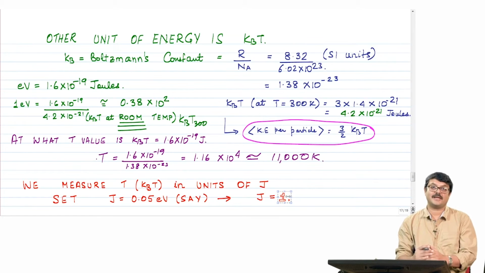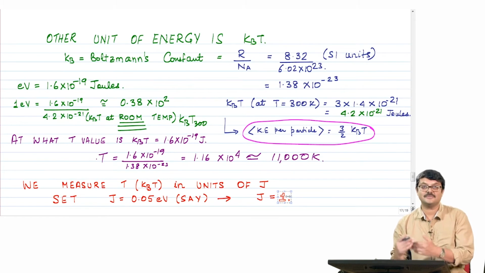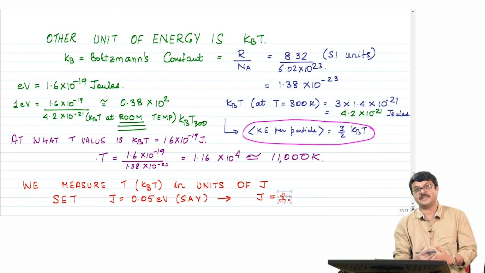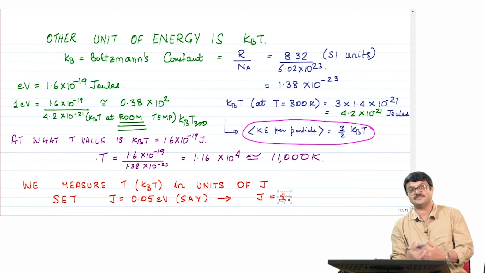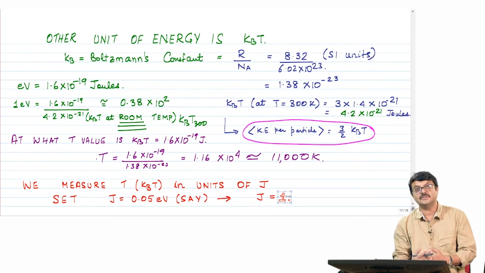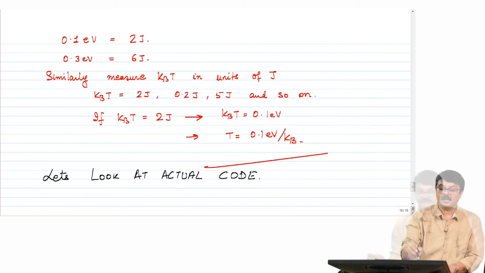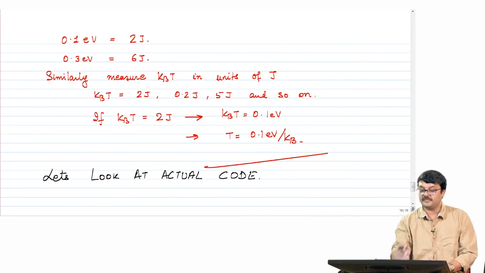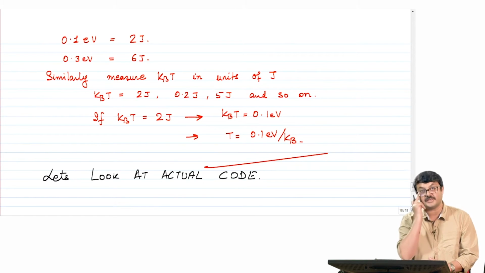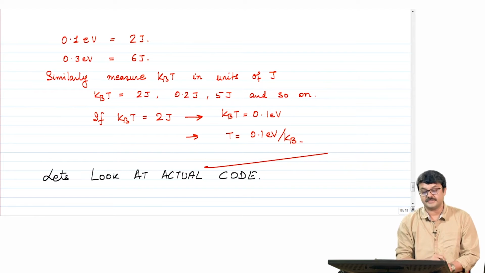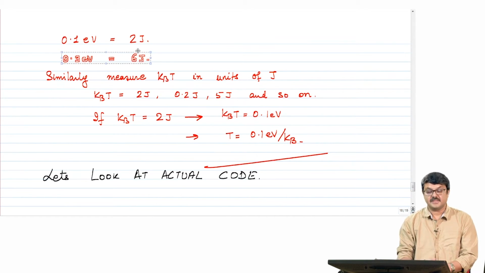So, we measure energy in units of J. We were measuring it in terms of electron volts, now we say that we are going to measure energy in units of J, where J has the value 0.05 electron volt. Then what would we get? 0.1 electron volt, we will call it 2 J. J has been set to 1, but suppose J equal to 0.05 electron volt, then 0.1 electron volt equals 2 J. 0.3 electron volt equals 6 J.